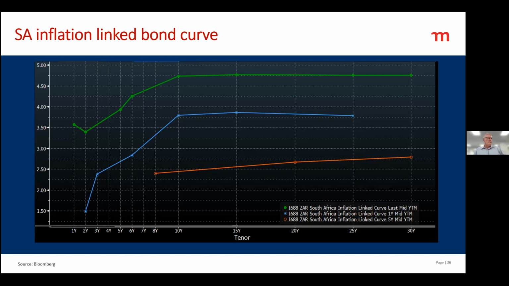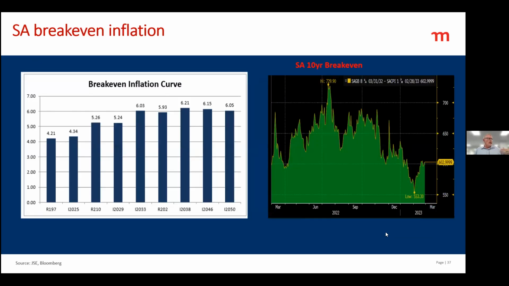You don't get paid for taking very long duration in this market. It's just not attractive at that level, but there's value in the front and middle end of inflation bonds, especially if inflation in South Africa is going to stay sticky for a longer period of time. Talking about break-even, break-even is the difference between the nominal bond and the real bond. So the 10.70 and the 4.5, where the 10-year bond is trading, gives you around 6% on the I-2033. I-2033 means it's going to mature in 2033, the 10-year bond.